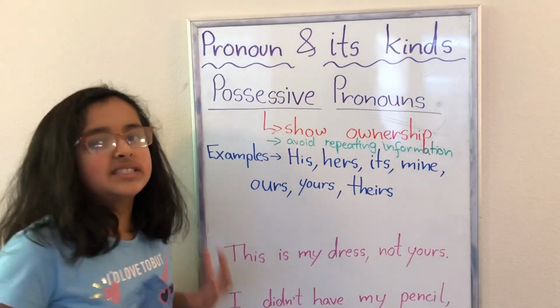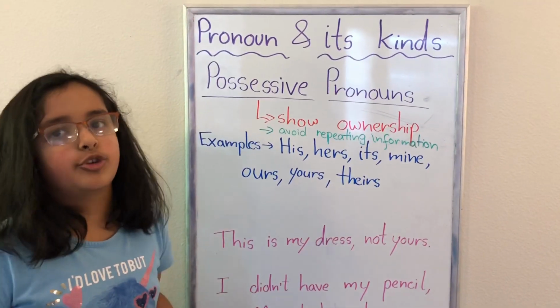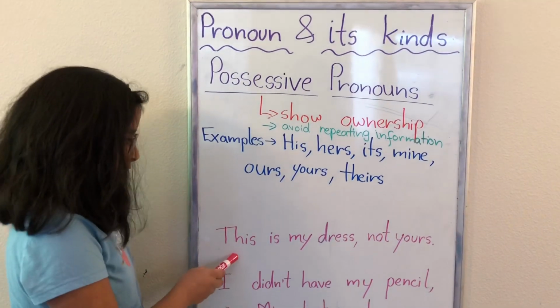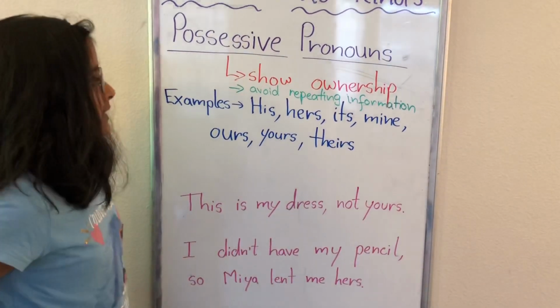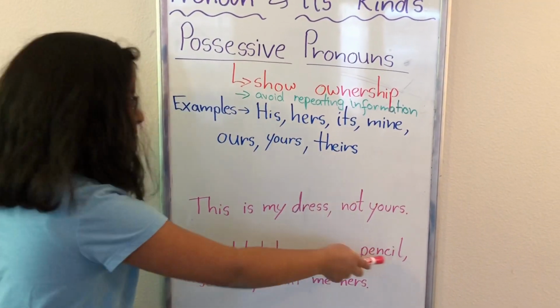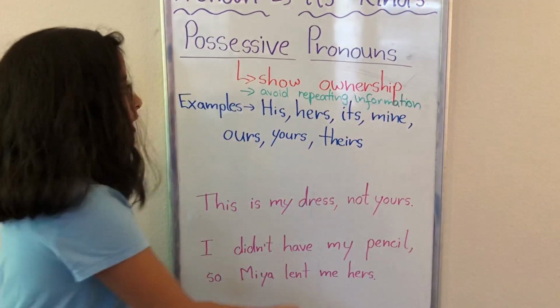Like you could say, this is my dress, not your dress. But that's kind of repeating the word dress, and some people don't like to do that. So instead you could say, this is my dress, not yours. So yours is the possessive pronoun. And you could also say, I didn't have my pencil, so Maya lent me hers.